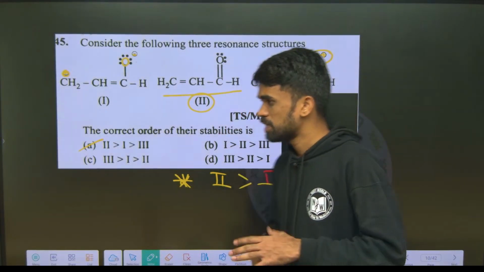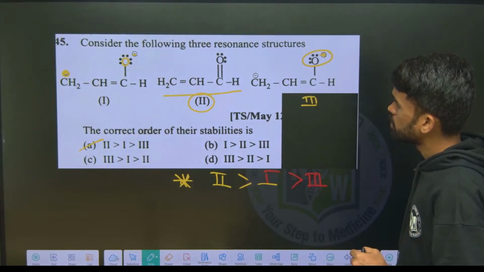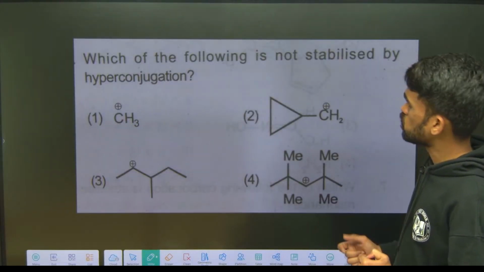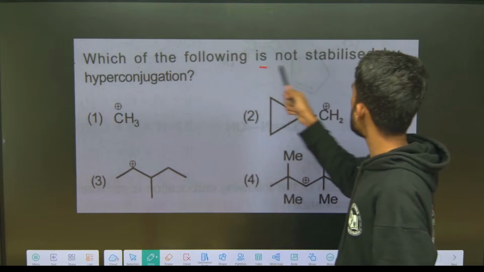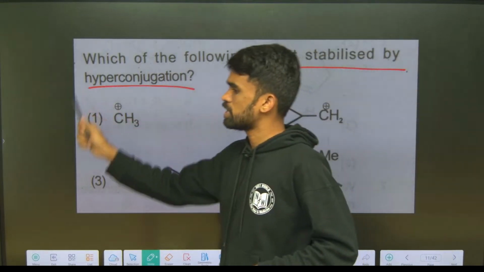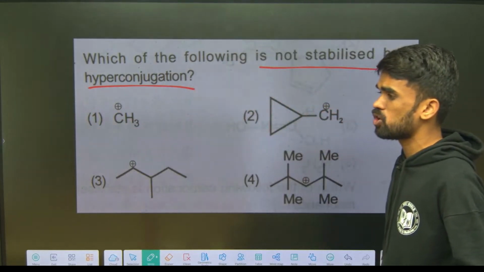Okay, next we have one more question. Which of the following is not stabilized by hyperconjugation? Tell me which is not stabilized by hyperconjugation.